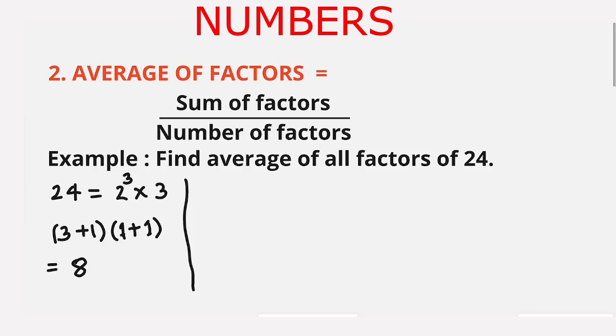Now we will find the sum of the factors. Sum of the factors S equal to 2 to the power 0 plus 2 to the power 1 plus 2 to the power 2 plus 2 to the power 3.